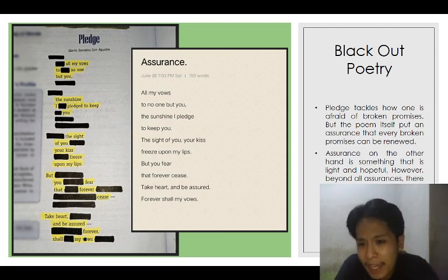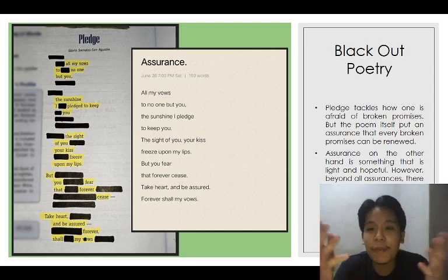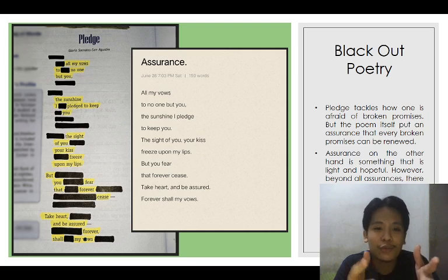So, from here, pledge tackles how one is afraid of broken promises, but the poem itself puts an assurance that every broken promise can be renewed. Assurance, on the other hand, is something that is light and hopeful. However, beyond all assurances, there is always a doubt of what if forever won't last. But as partners, you should take heart, believe, and trust. So this is fun, actually, the blackout poetry, because it is like, what do you call this, board games, such as chess, because it really trains the mind to think of what words to deconstruct and to reconstruct again to form this kind of poetry.